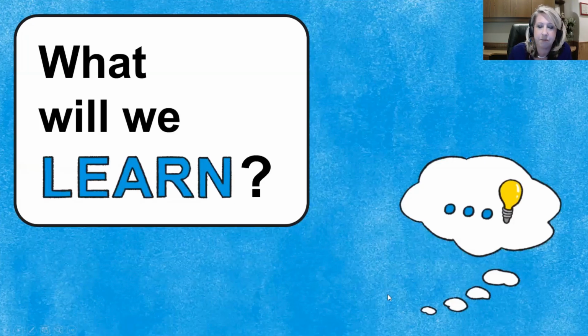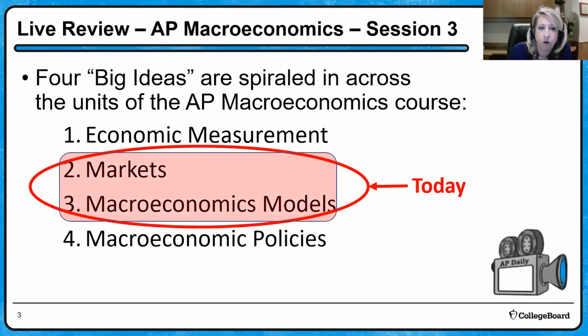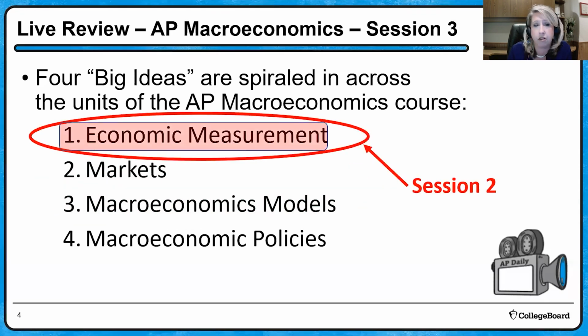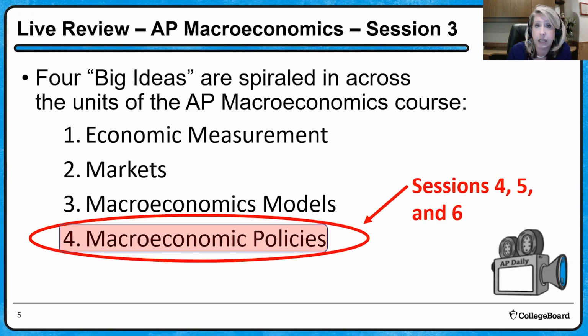So let's see what we've got on tap for this session. You'll remember from our last session that there are 4 big ideas in AP Macroeconomics that are spiraled in across multiple units of the course, and they are listed here on our slide. Today we're going to be talking about markets and the macroeconomic models that we use in order to illustrate what happens in markets. We did economic measurement in our last session, and in sessions 4, 5, and 6, we're going to be spending a lot of time talking about those macroeconomic policies.